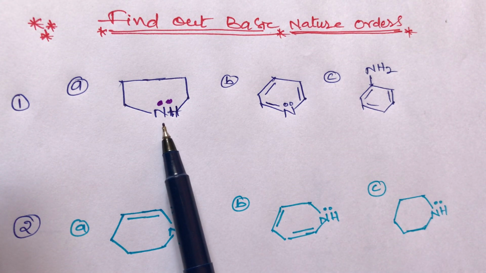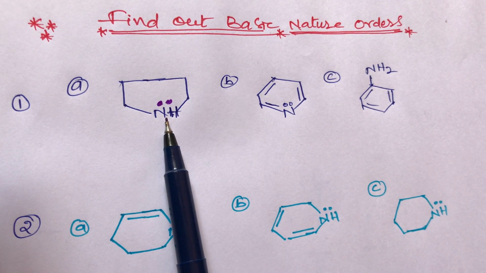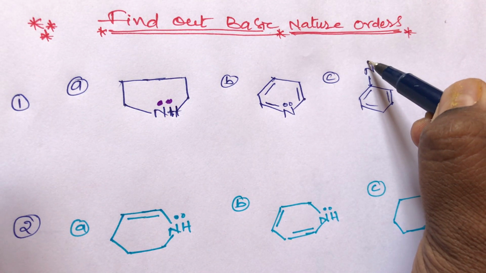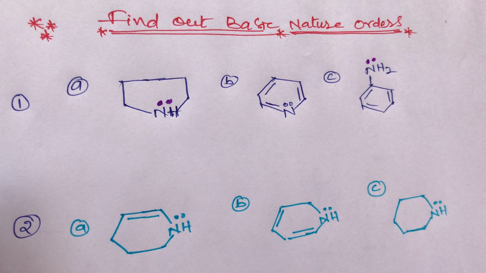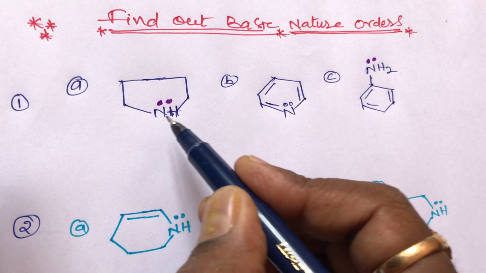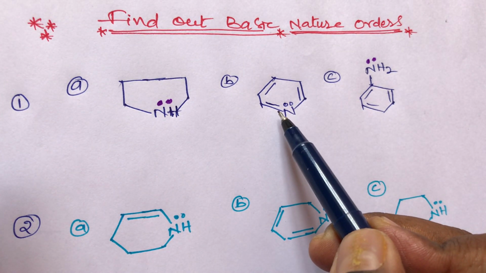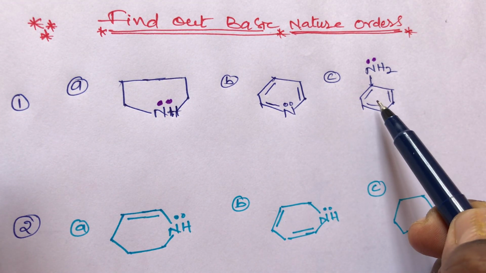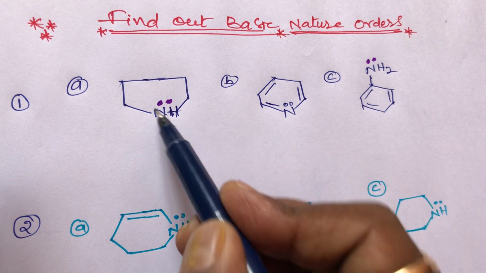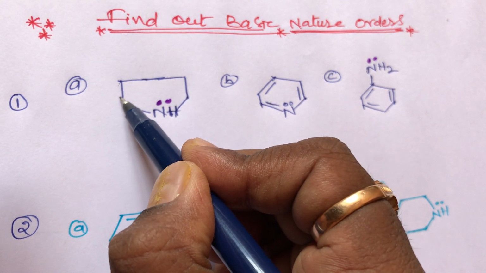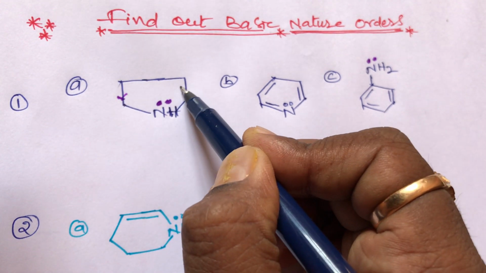Find out the first example. This compound has one lone pair, the second compound also has one lone pair, and the third compound has NH2 with one lone pair. So what is the basic strength order? The first compound has no double bond, while the second and third compounds have double bonds. All are single bonds in the first compound. What is the role of this group here? This group is an electron releasing group.